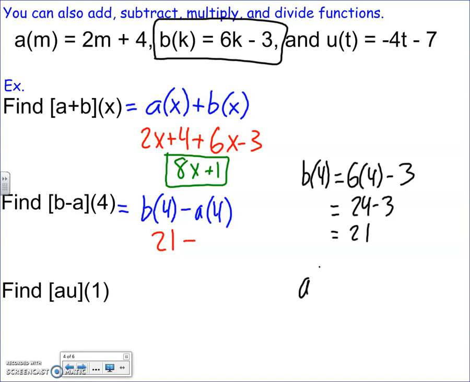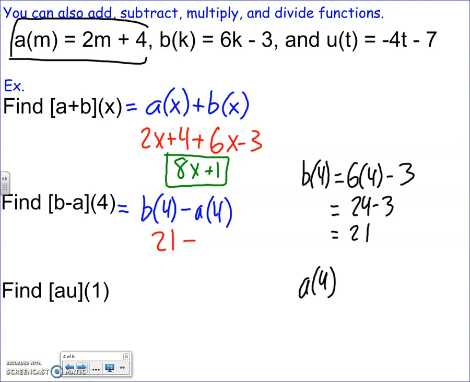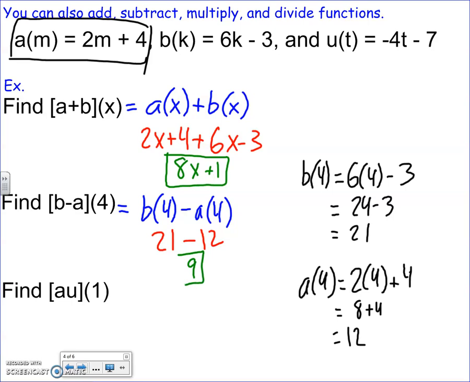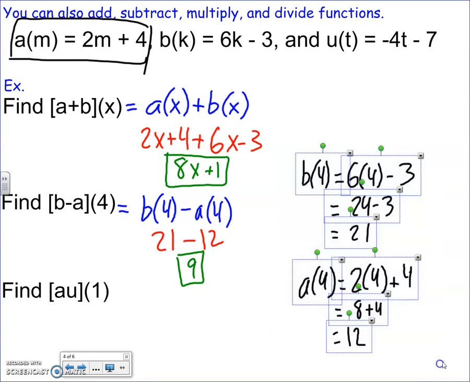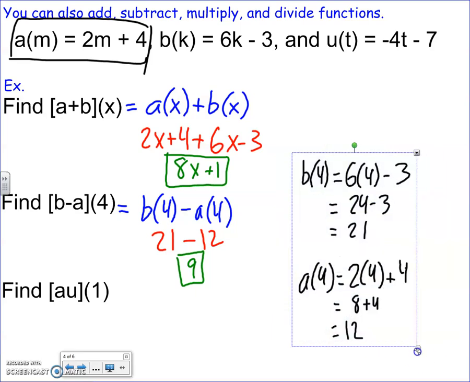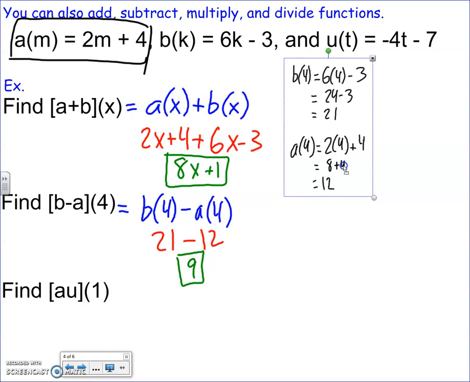So I find a of 4 down here. A of 4 means go to equation a right here. So I'm no longer at this. And we're going to plug in 4 for the letter m. So every m turns to 4. So just plugging in, this is 8 plus 4, that is 12. So this will be 21 minus 12, and that is 9. All right, and then this last one here, I'll minimize this for y'all. That's for the second part.